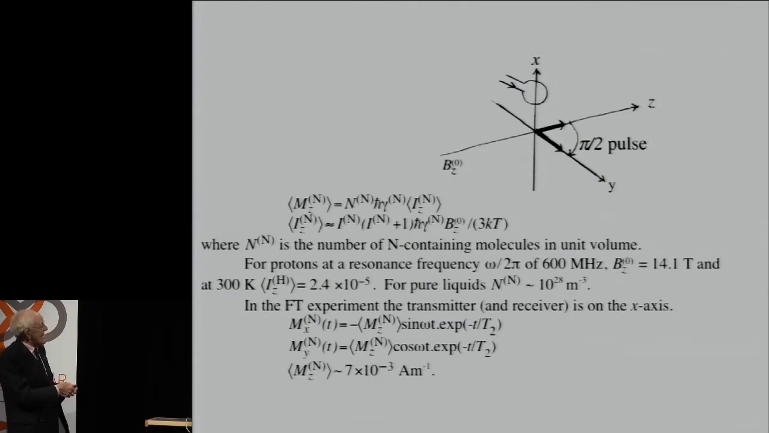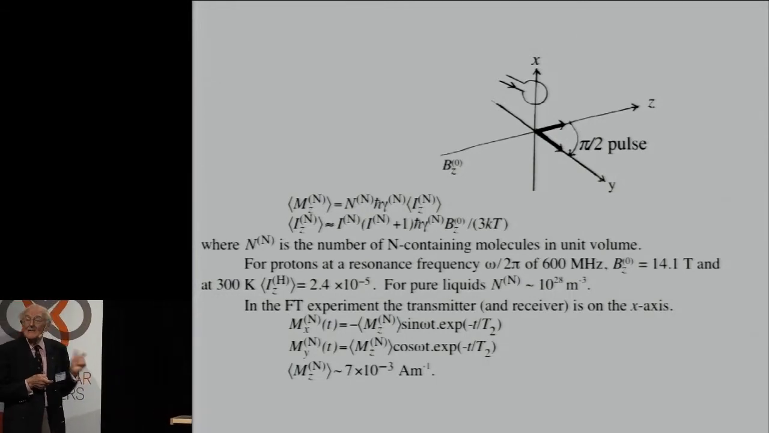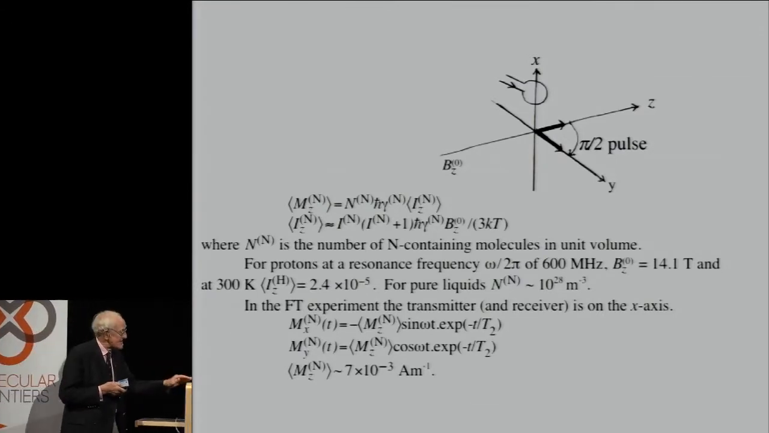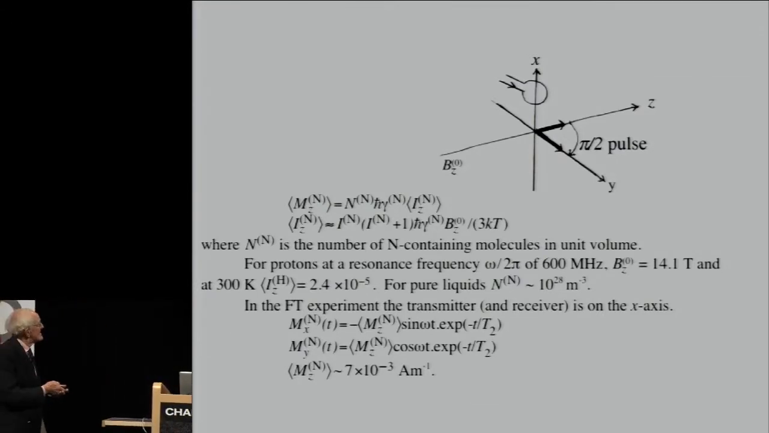Well, in order to detect a rotating electric polarization, we're going to need an electric capacitor. So imagine a capacitor on the y-axis, and the rotating magnetization will be precessing around there at the resonance frequency, and if it's chiral, it will be inducing an electric polarization on the capacitor.